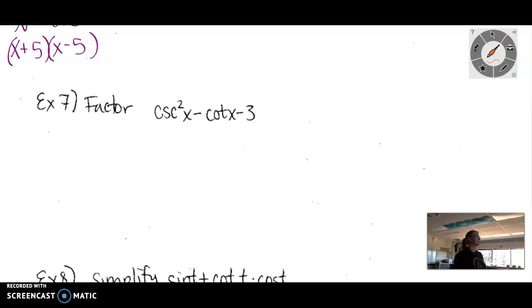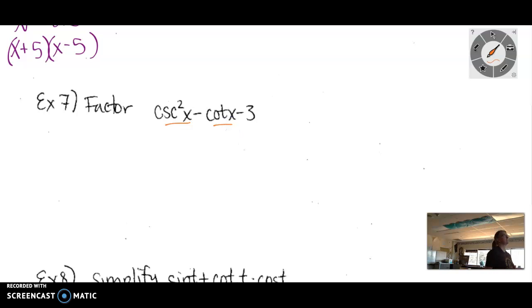I promise you that. Okay, anyway, if you look at example 7, we're supposed to factor cosecant squared x minus cotangent x minus 3. Now notice that if we do our u substitution, we have a cosecant and then we have a cotangent. It's not going to work.